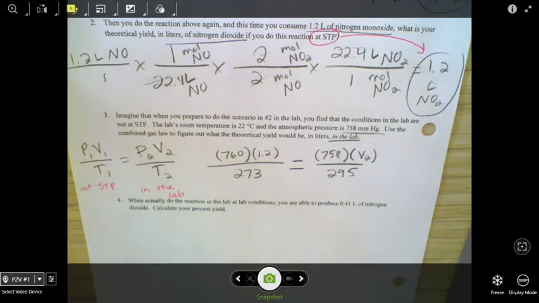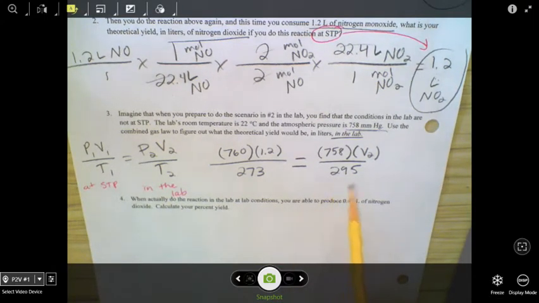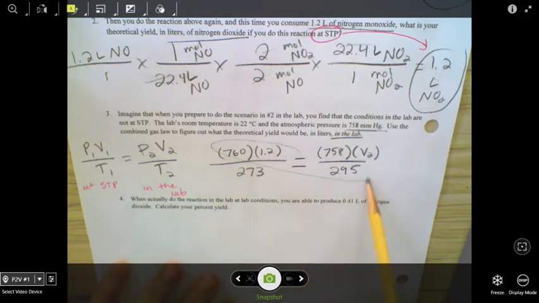It shouldn't be too far off, but the volume should be a little bigger because we're dropping the pressure and we're increasing the temperature. Dropping the pressure would cause the volume to get bigger. Increasing the temperature would also cause the volume to get bigger by a little bit. So volume should end up being a little larger. So you can cross multiply all this, cross multiply all that.